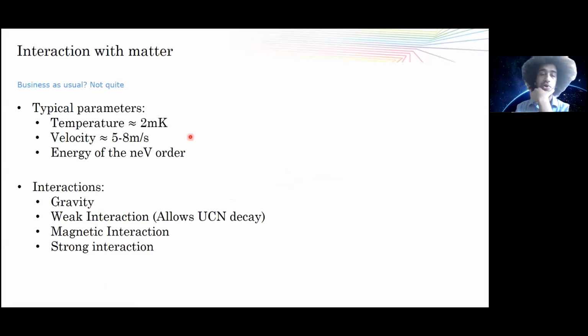And so now I'm going to move on to their interaction with matter after giving this broad image. Just as a reminder again, their temperature is around 2 millikelvin, their speed is 5 to 8 meters per second, and their energy is in the order of nano-electron volts. And since we have four fundamental forces, which are gravity, the weak interaction, the magnetic one, and the strong one, for the first three, I will mention them just in passing, and I will spend more time talking about the strong interaction.